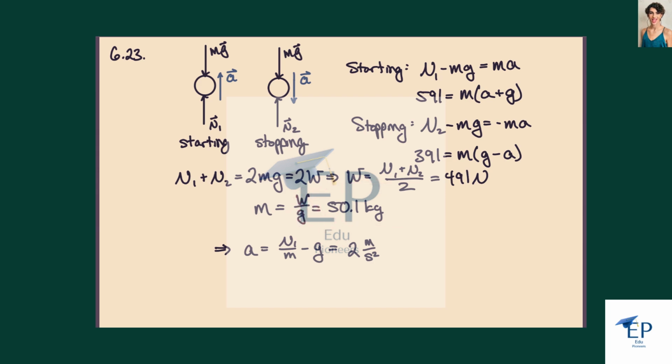To get the acceleration of the elevator, we can just go back to one of these equations, because now we know everything in each of these equations except for a. So I just went back to this equation, solved for a, plugged in the numbers, and we get 2 meters per second squared. So it started off accelerating at 2 meters per second squared, and it decelerated, or had a negative acceleration of minus 2 meters per second squared when it was slowing down.